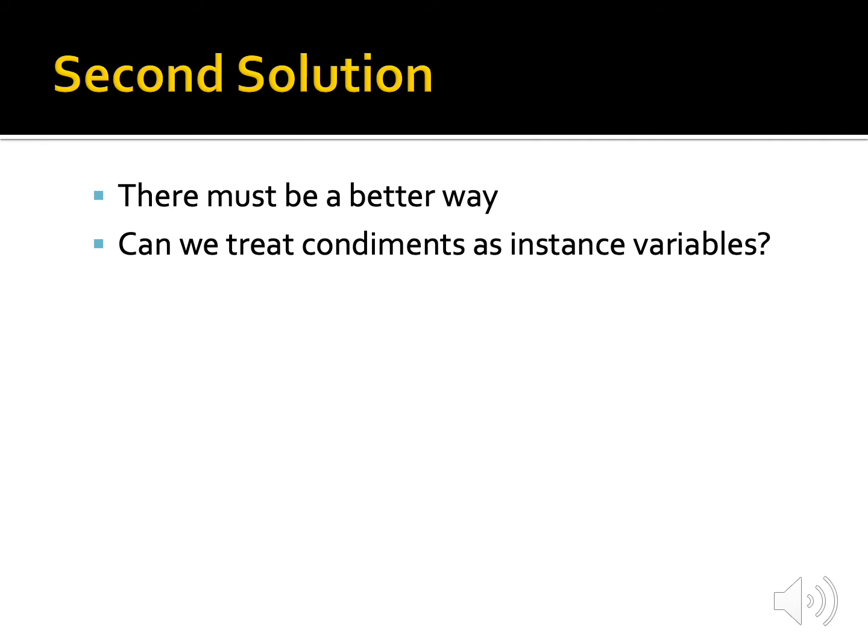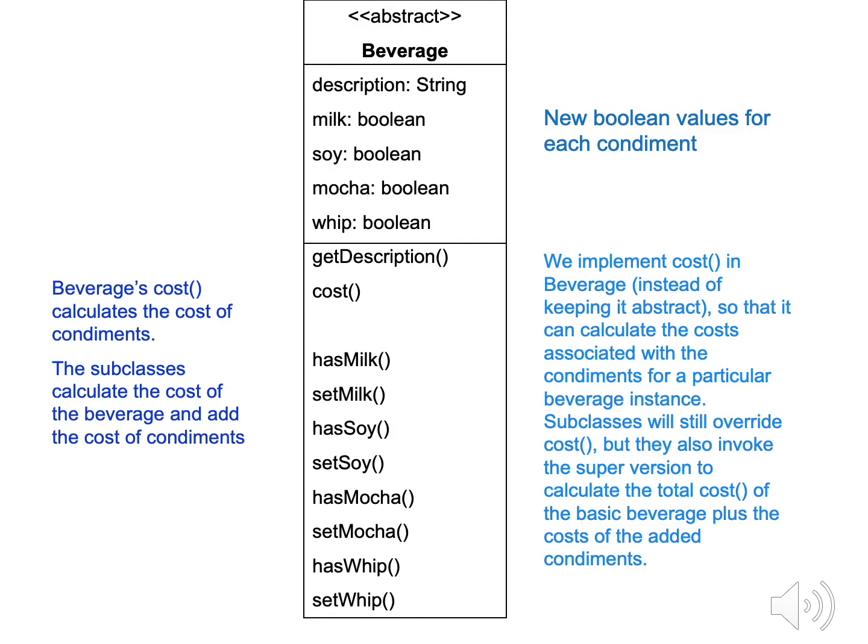You might be thinking of another solution, that there is a better way of treating the condiments as instance variables of the beverage class, where you declare all the condiments or features as flag variables inside your component class. Like in this beverage class, you have declared all the flag variables to handle the condiments. Where do you think there is a problem with this solution?